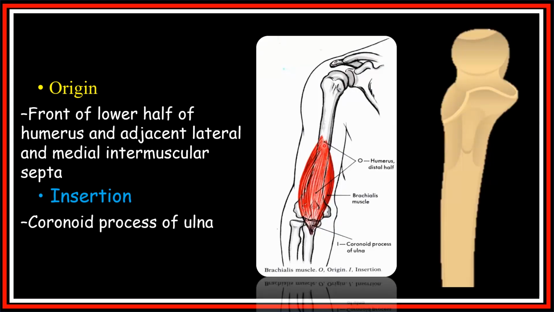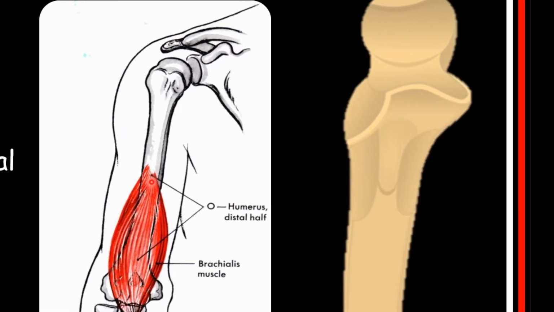It takes origin from the front of the lower half of the humerus. And if we remember, those deep fascia on the medial and lateral parts of the humerus are thick enough, and we call them the intermuscular septa because they are separating two muscle compartments. So it also picks origin from the adjacent intermuscular septa from the medial side here and from the lateral side. So the origin of brachialis is the lower half of the humerus and then adjacent sides of the lateral and medial intermuscular septa.